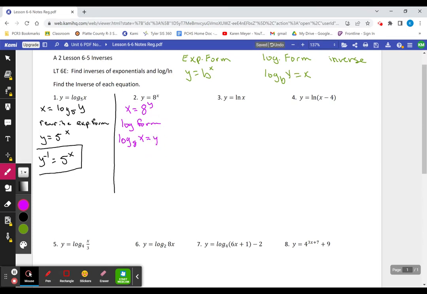And then you're going to notice y is by itself. Yay! So now we're just going to put in our inverse notation. So y to the negative first equals log base 8 of x. That's not a very good x. Let me erase that. And we're done.